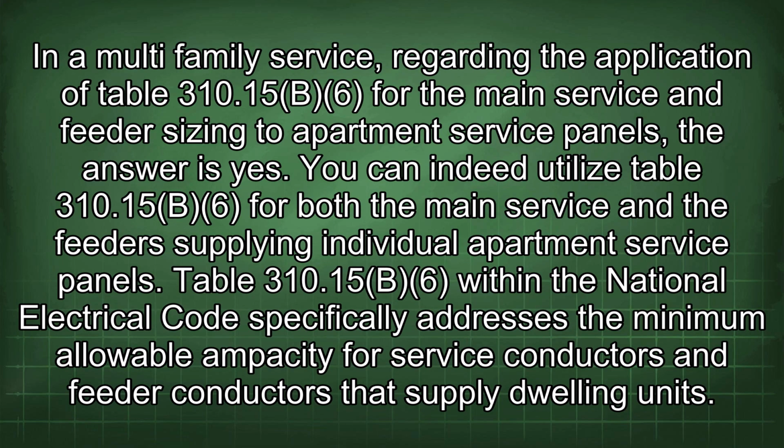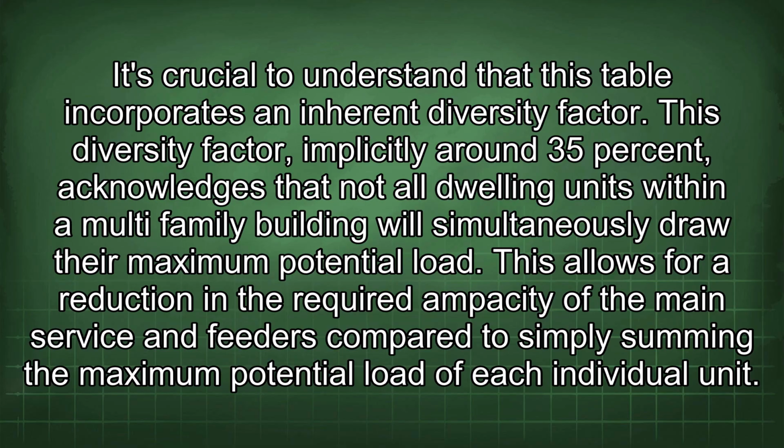Table 310.15(B)(6) within the National Electrical Code specifically addresses the minimum allowable ampacity for service conductors and feeder conductors that supply dwelling units. It's crucial to understand that this table incorporates an inherent diversity factor. This diversity factor, implicitly around 35%, acknowledges that not all dwelling units within a multifamily building will simultaneously draw their maximum potential load. This allows for a reduction in the required ampacity of the main service and feeders compared to simply summing the maximum potential load of each individual unit.